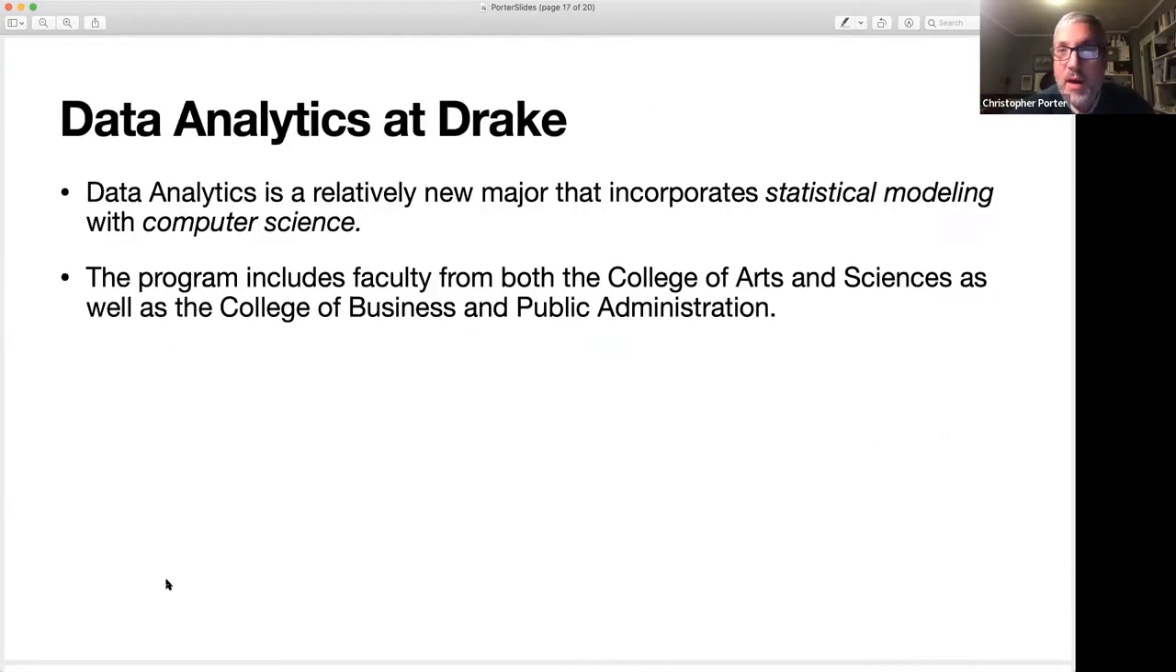We also have a separate data analytics major that, I think Dr. Wong had mentioned, this module in data science. And so we built an entire major, which has some computational courses, a handful of statistics courses. And so this has really been a very popular major. Last year it was the largest major on our campus.